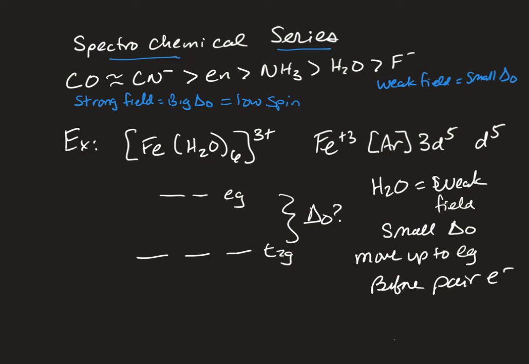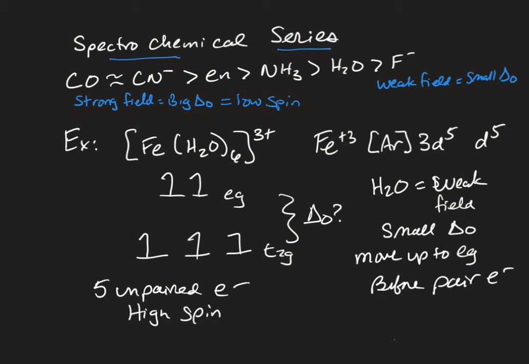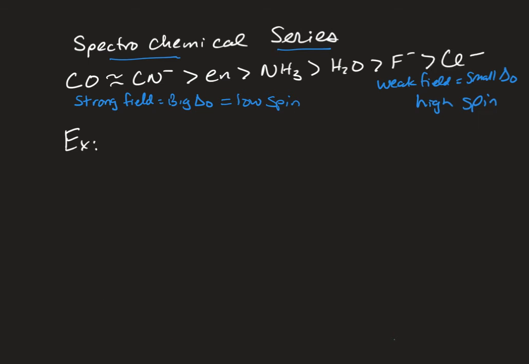So I put my 5 electrons in as follows. I would do 1, 2, 3, and then I would go up here to the EG level 4, 5. And so this would actually have 5 unpaired electrons. So this one is very paramagnetic because it has a lot of unpaired electrons, more so than the case that we just did. And this would be called the high spin case because I have more unpaired electrons. So I will just go up here, right? Weak field, small delta O. This is going to go with high spin. Okay, so those are 2 examples.